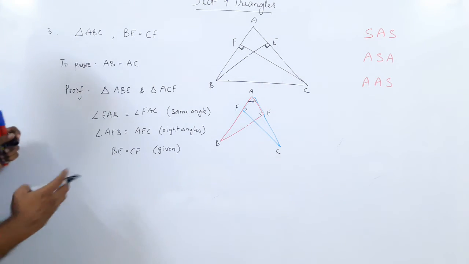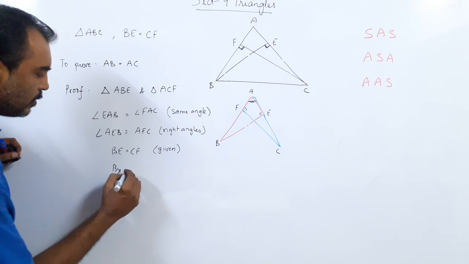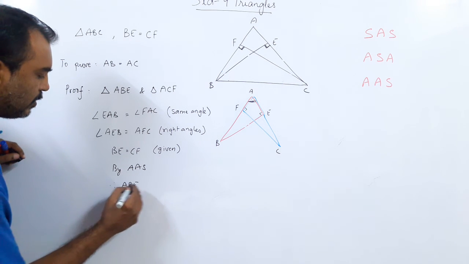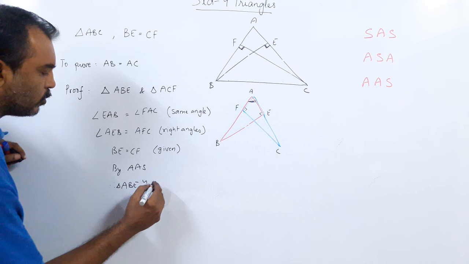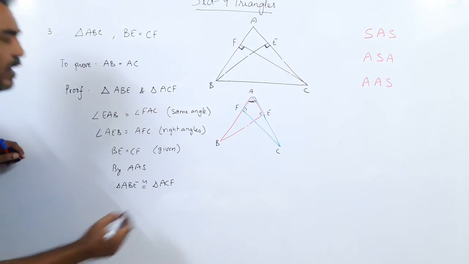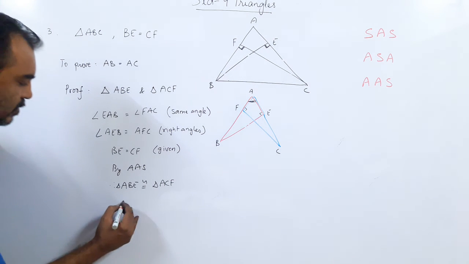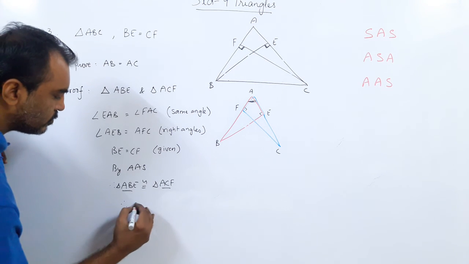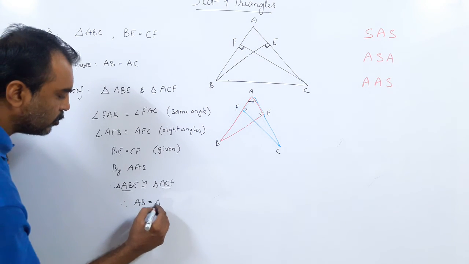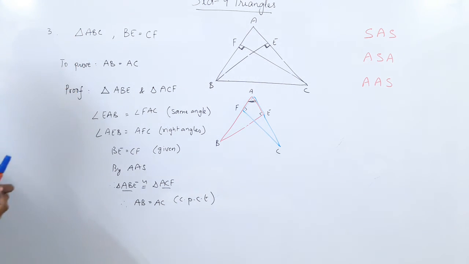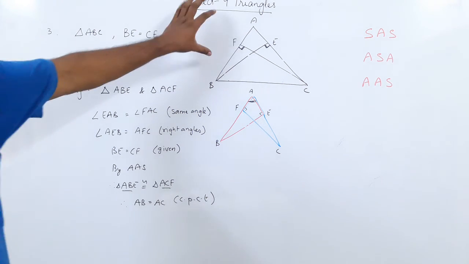So by AAS, triangle ABE is congruent to triangle ACF. ABE is congruent to ACF. Therefore, AB equal to AC, by CPCT: corresponding parts of congruent triangles are equal. So we have shown it. So this is the actual diagram.